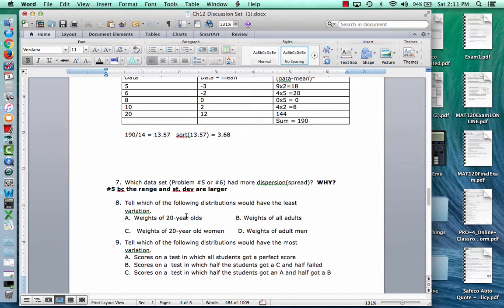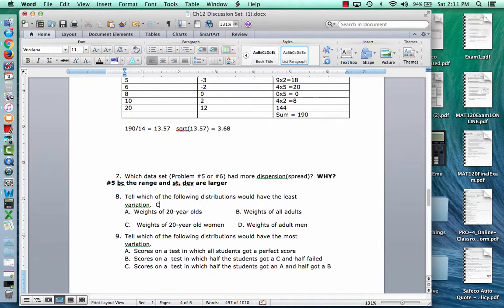Those measure spread. It says, tell which of the following distributions would have the least variation. Well, this is spread, and so really when we're looking at these weights, I think the most specific group would have the least spread. So that answer is going to be C, weights of 20-year-old women.